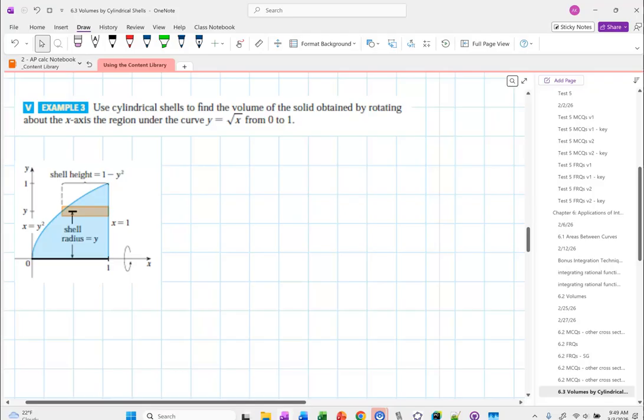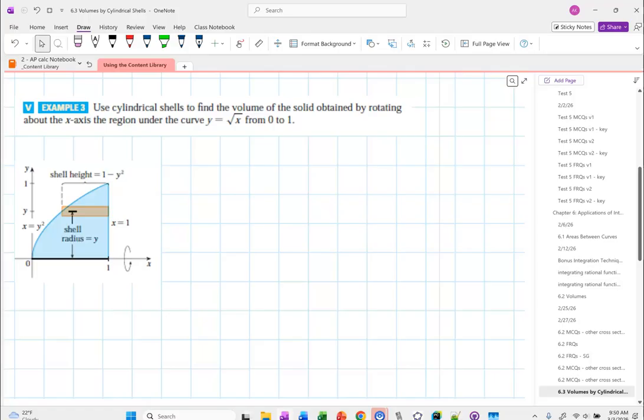All right. Here the direction says use cylindrical shells to find the volume of the solid obtained by rotating about the x-axis the region under the curve y equals the square root of x from 0 to 1. For the reference, I would never do this problem by shells.